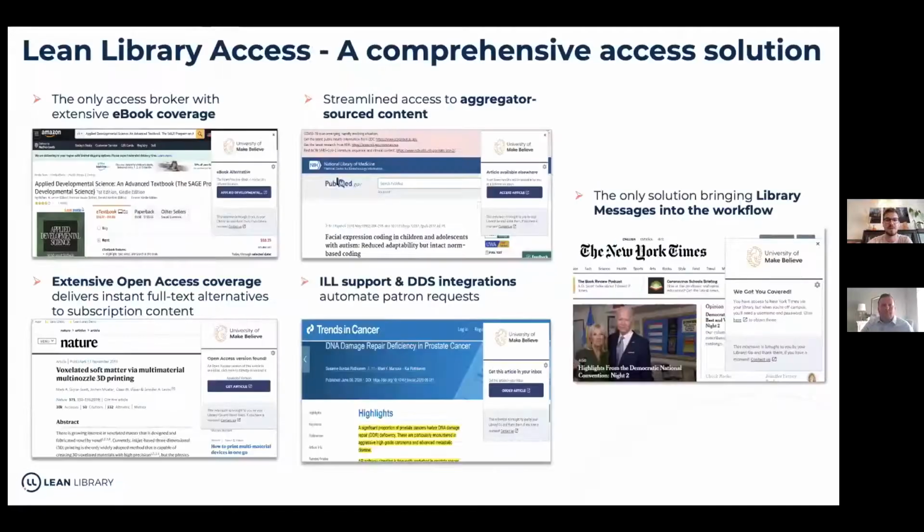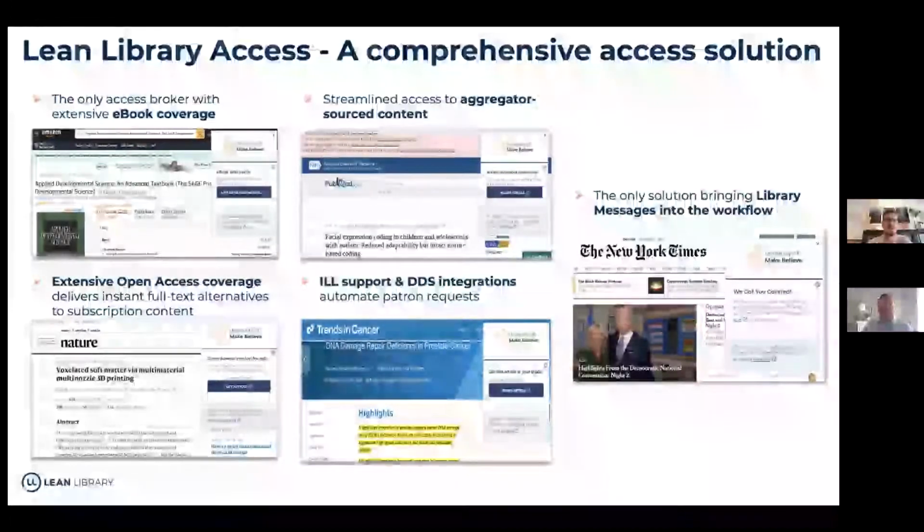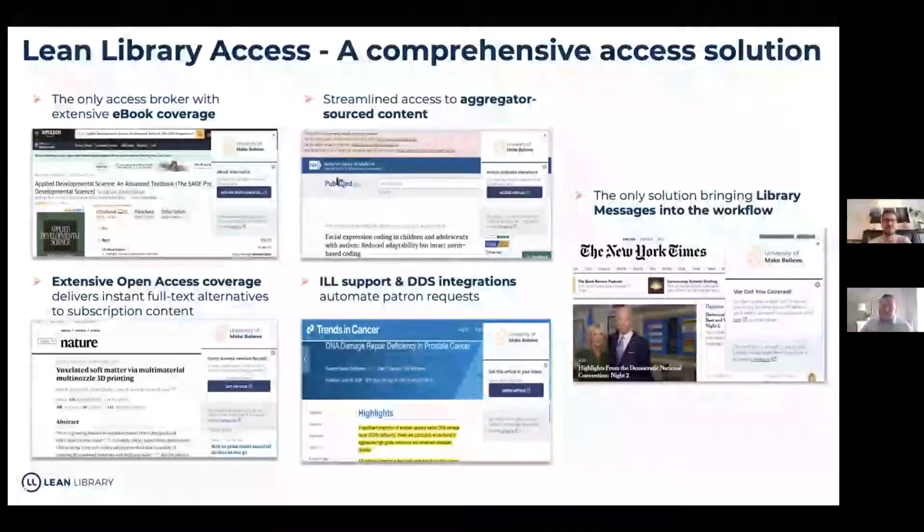We do provide a few other features as well through Lean Library Access. For example, the Ebook Alternatives that you can see in the top left corner, which is a tool that shows students, on Amazon but also anywhere else on the web, whether or not an ebook is licensed at a different location, and therefore, in some cases, saves money for your students. We can do the same thing for journal articles as well, through the library holdings integration that we have. And this also works on aggregator source content.